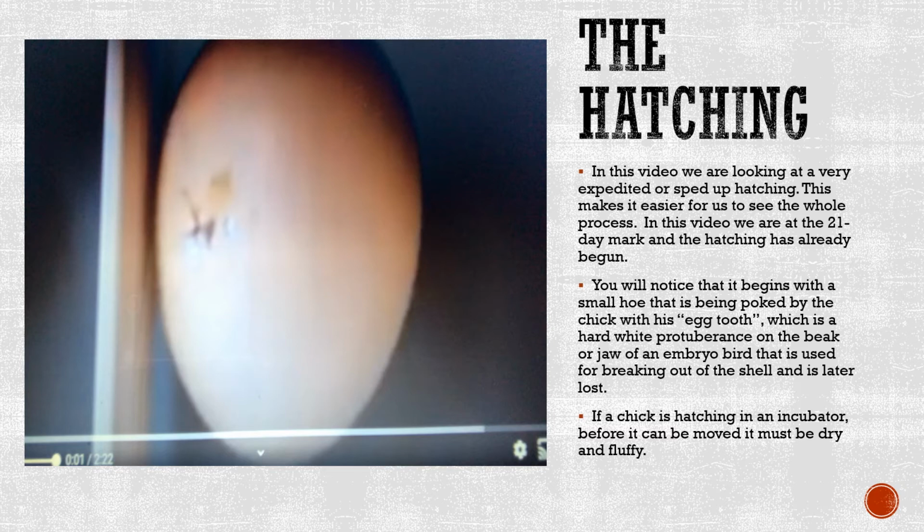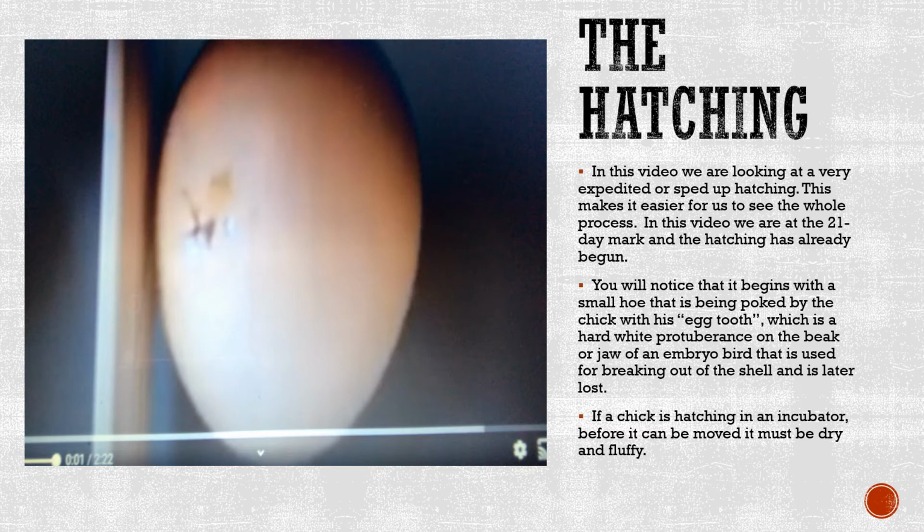It's being poked by the chick with his egg tooth. An egg tooth is a hard, white ending on the beak or the jaw of an embryo bird that's used for breaking out of the shell, and it's later lost. So it's just a little area that they use to peck it. It's pretty hard, and it's going to come off just to make a hole in the egg as it's hatching.